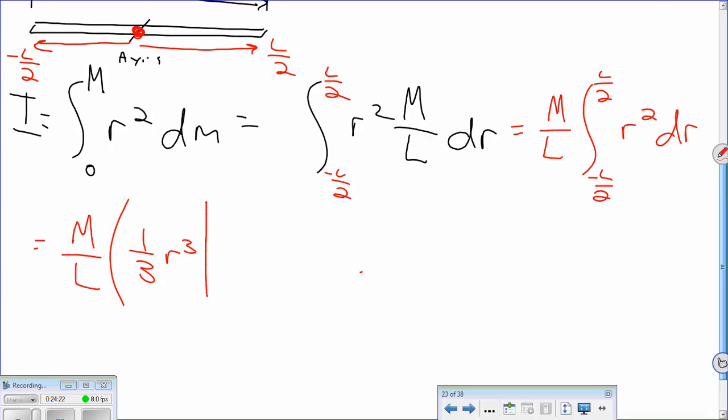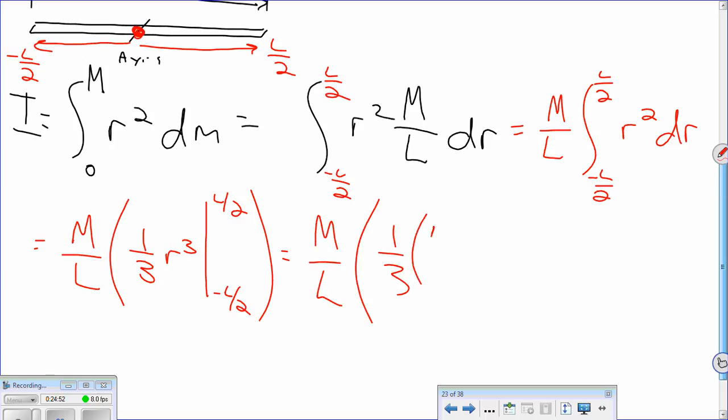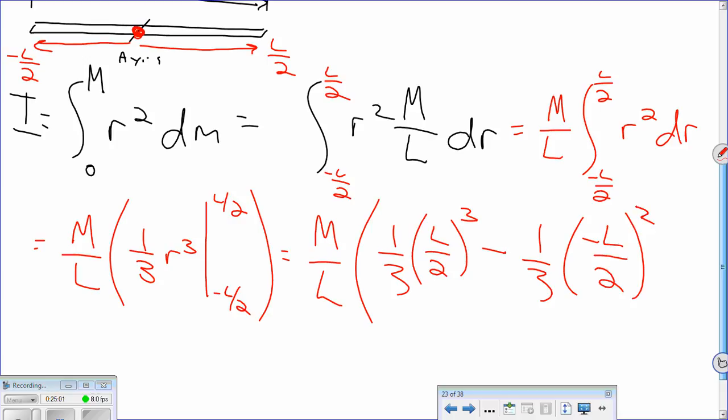Then I want to evaluate it at L over 2 and negative L over 2. Good? Is this the notation you use in calculus, the vertical line? Yeah. Cool. Oh, sorry, these are L over 2. Sorry for my crappy handwriting. Okay, so let's plug this in. I'm going to be a little more detailed than you probably need, but I want to make sure everybody follows the steps. So this is m over L times 1/3 of L over 2 cubed minus 1/3 of negative L over 2 cubed.